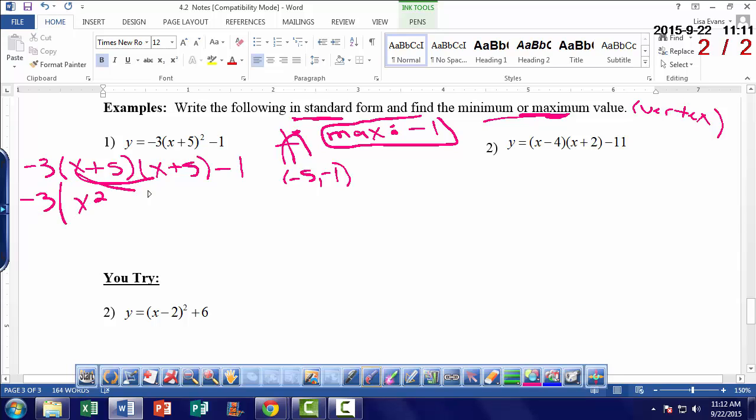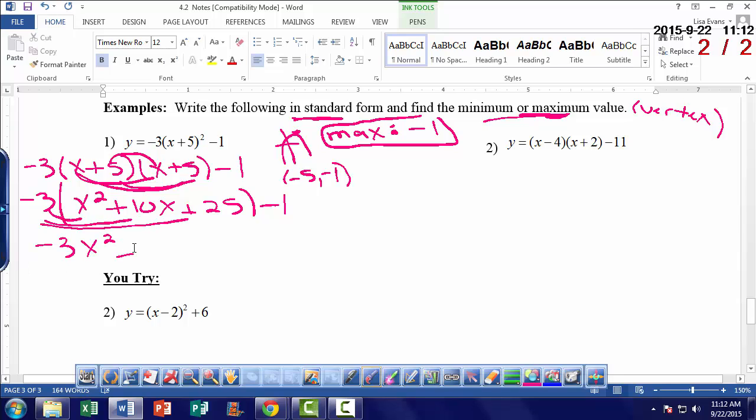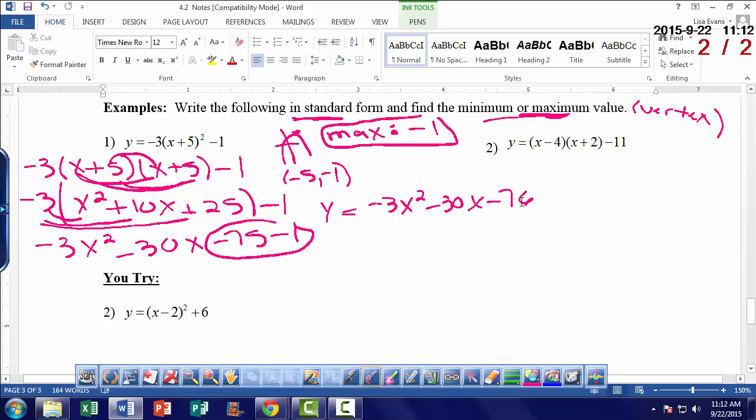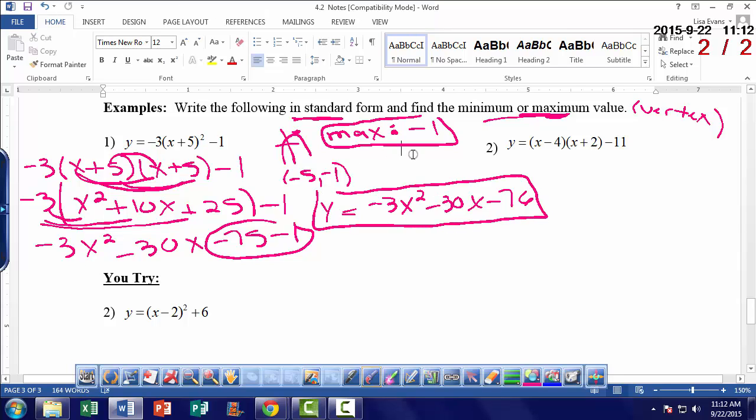X squared. This is going to give me a 5x. This is going to give me a 5x. So 5x plus 5x is 10x. And then this is going to be 25. Now I'm going to go ahead and distribute this -3 all the way through. So -3x squared minus 30x minus 75, then I have this -1. So I'm going to combine these like terms. So my second part, standard form, looks like this: -3x squared minus 30x minus 76. Okay, so two parts to this question, standard form and our maximum value.